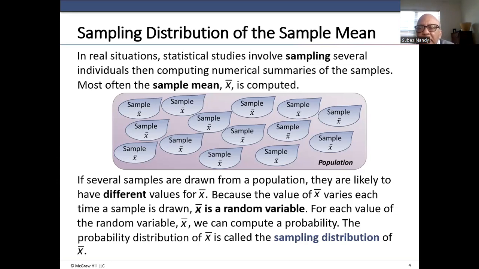In each sample, I ask each student, what is your age? So each sample will give me 50 ages. I add those 50 ages, divide by 50. I get a sample mean age, X bar.